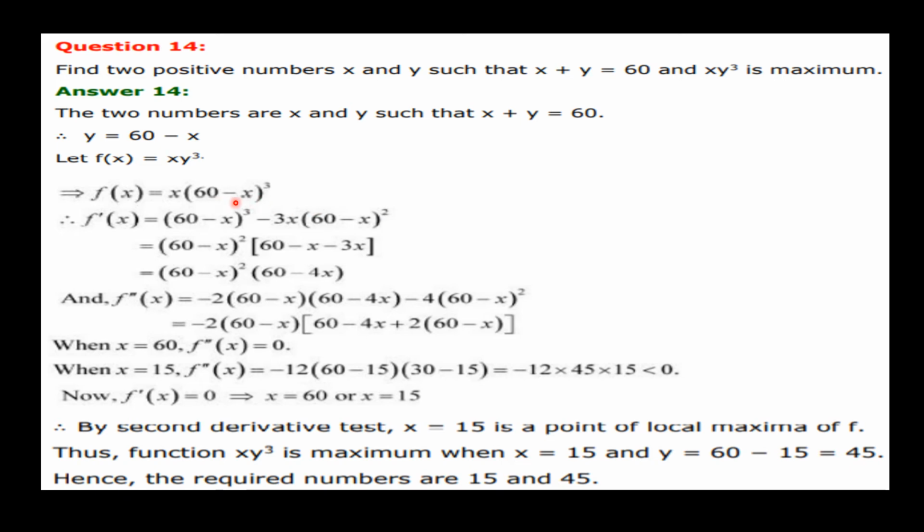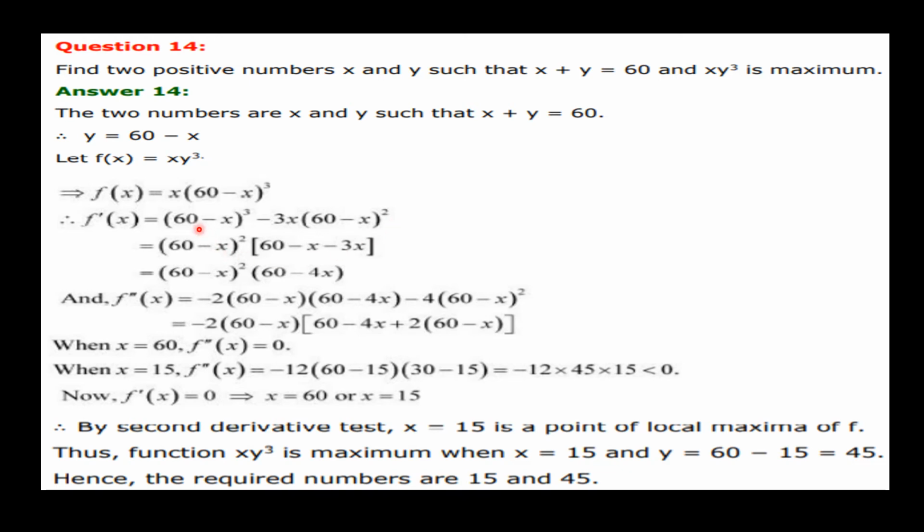Again we have to find the derivative of this inner function. What is the derivative of minus x? Minus 1. So we got here a minus sign. So minus 3x into 60 minus x whole square. Understood this step, my children? We wrote directly here by taking the derivative of the given functions. Understood? Right.